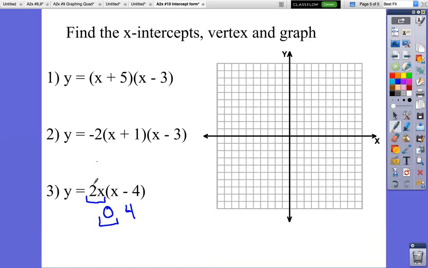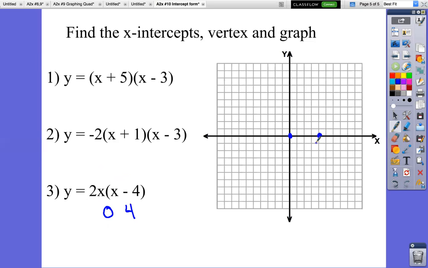That's exactly right. So if we ever have this, you don't need to distribute. This is actually already in intercept form. So this is really 2x minus 0 times a quantity of x minus 4. So one of your zeros is 0. The other one has to be positive 4. Okay? So let's get rid of that. So if we've got 0 and 4, so 0 and 1, 2, 3, 4.